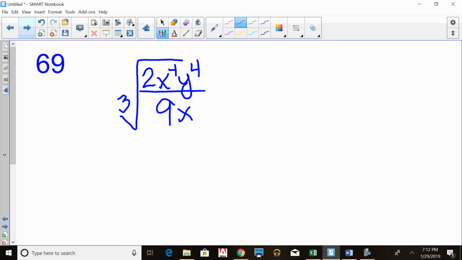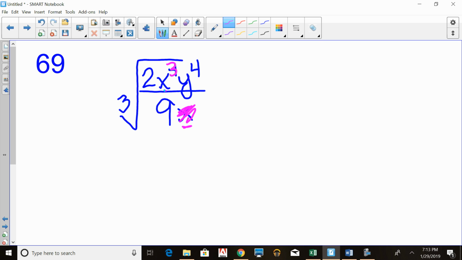All right, for 69, this one, it's 2x to the fourth, y to the fourth over 9x. Now, first you see there's an x here and there's an x here. So we can divide an x out, so that x goes away and that turns into x to the third. So now we have cube root of 2x to the third, y to the fourth over 9.